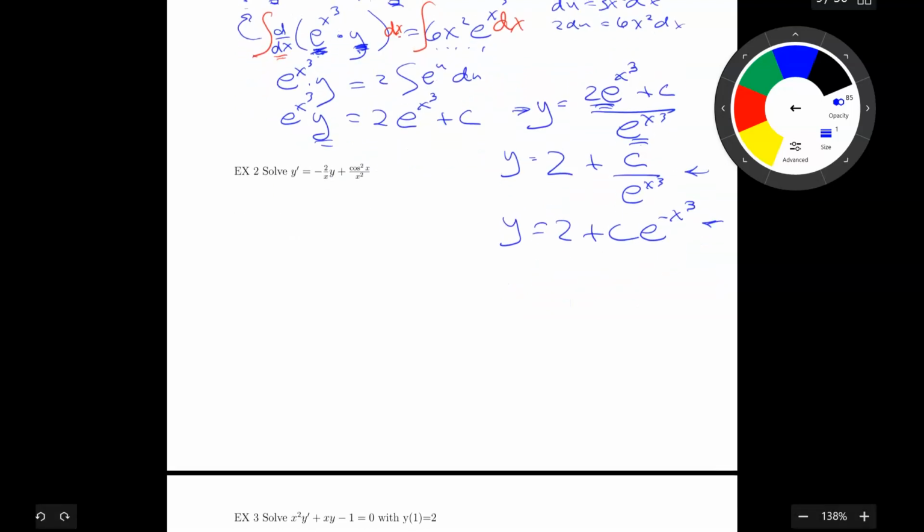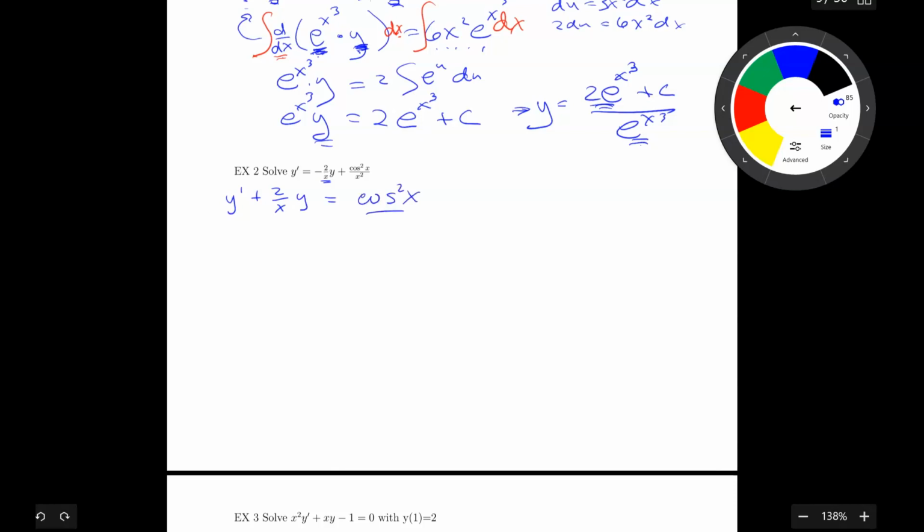Okay, so here we go with the next one. I'm just going to erase this so I can make myself some room. Looking at this problem, the first thing you notice is that it is not in standard form, so I have to move this to the other side. So y prime plus 2 over x y equals this.